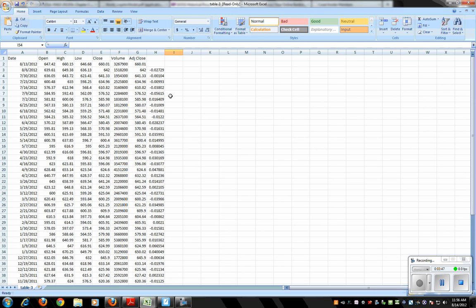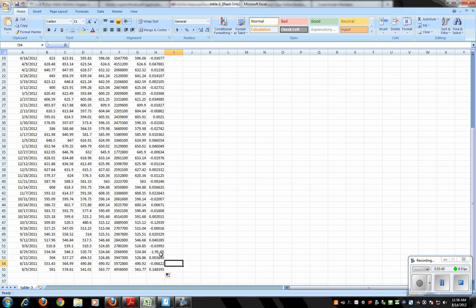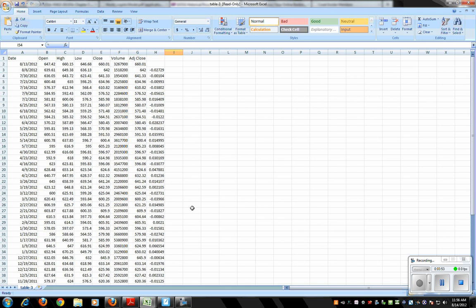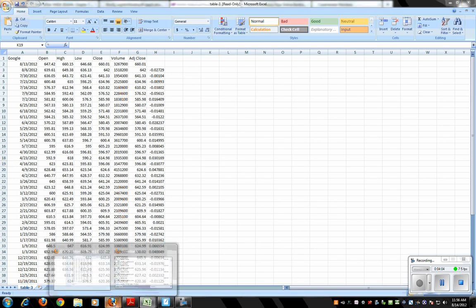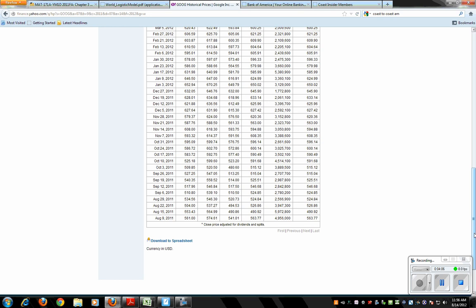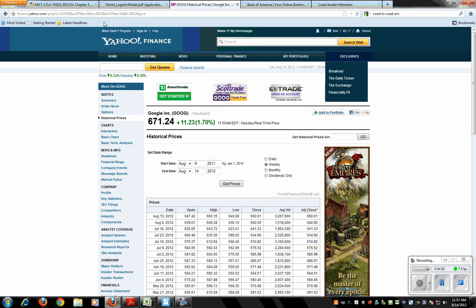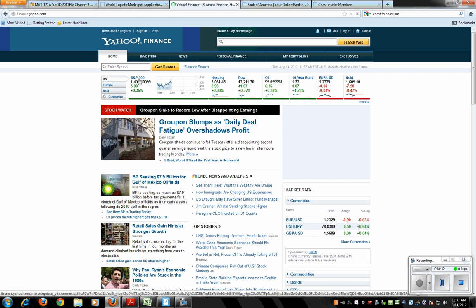So now I have my change, and see this guy right here is in scientific notation, so there was pretty much no change. It was only a penny. This is for Google. I'm going to put Google right here just to make my life a little bit easier, because the next part we want to do is compare these individual prices to a larger database. I'm going to go back to Yahoo Finance, and I'm going to use the S&P 500.